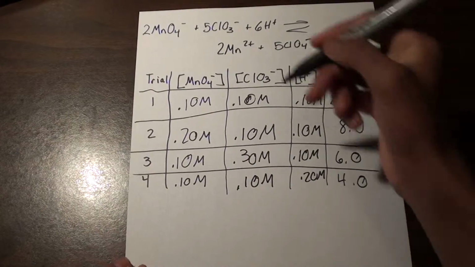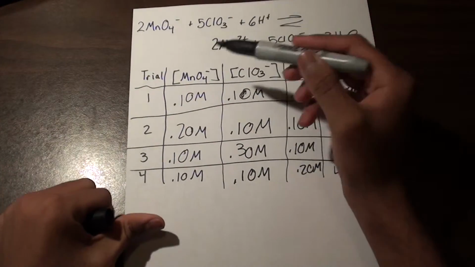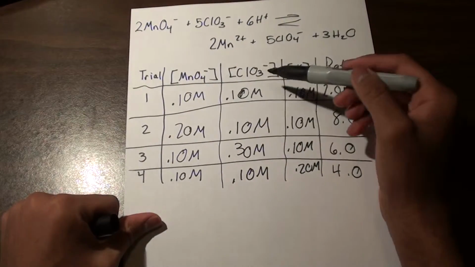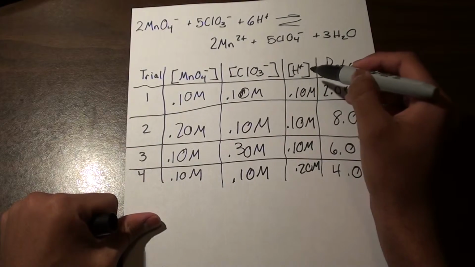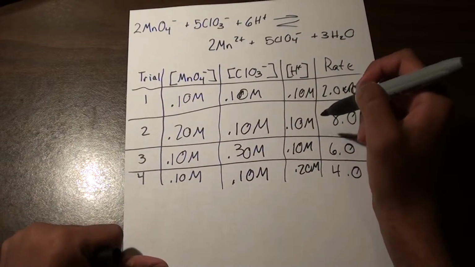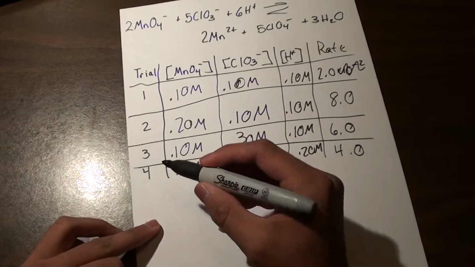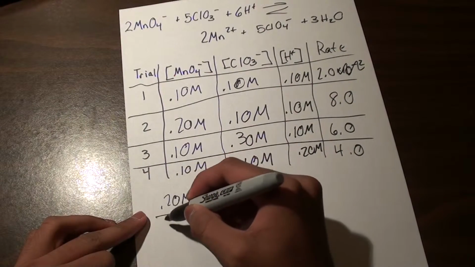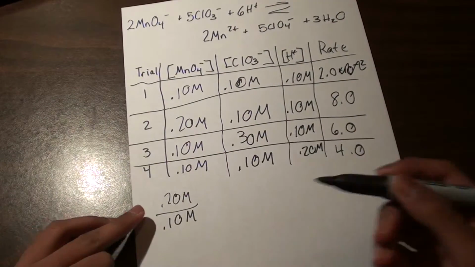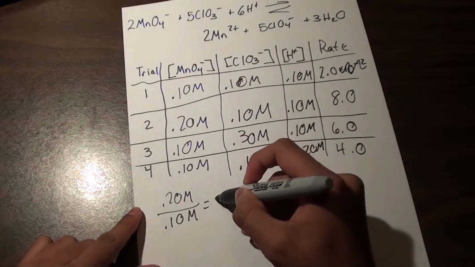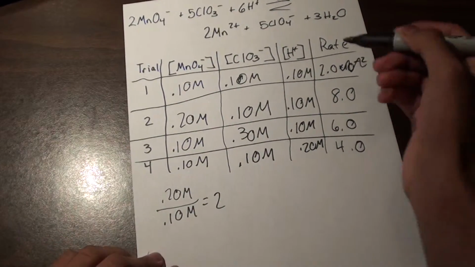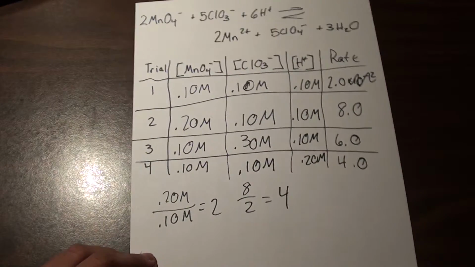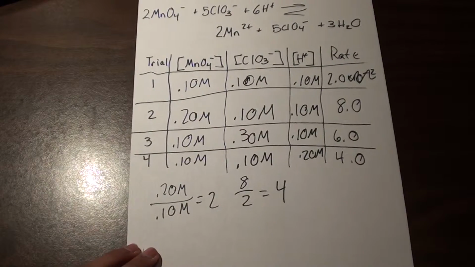So first let's look at the permanganate. As you can see, between trials 1 and 2, the concentration of permanganate doubles, while the concentrations of chlorate and hydrogen ions stay exactly the same. So between these two, the concentration goes from 0.1 to 0.2. Obviously you can see that's a twofold increase in concentration, while the rate, 8 over 2, is a fourfold increase.